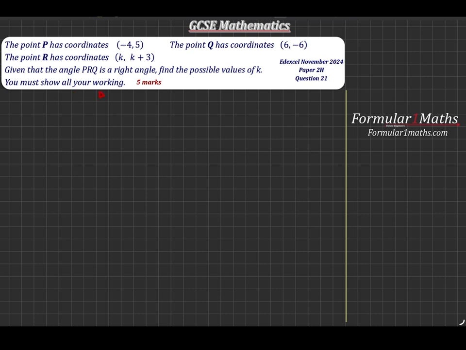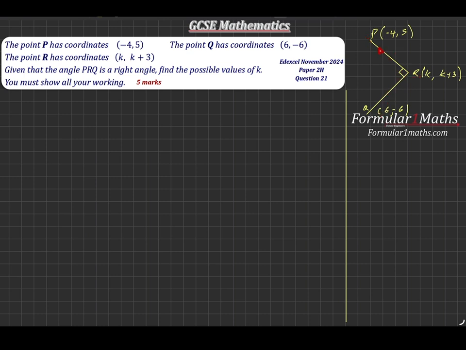First of all, let's do a sketch of the situation. So I have something like that, where I have P here, and I have R over here, and Q over here. So the coordinates are -4, 5. R is k and k plus 3, and Q is 6 and -6. We are told that PRQ is a right angle. So we can put a right angle in there, like that. And so we can see that PR is perpendicular to RQ.